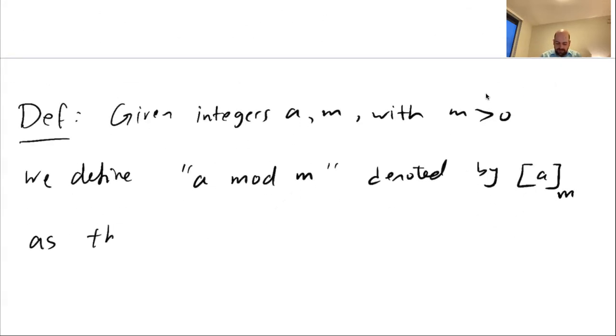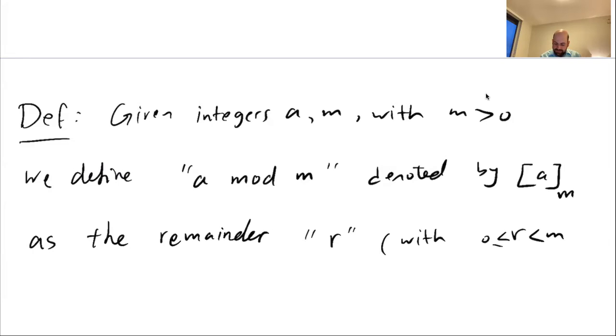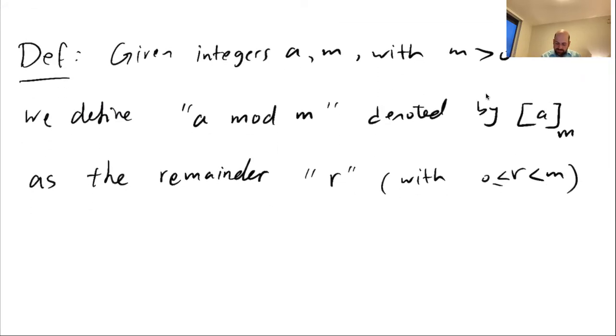as the remainder R, and as you know, with R bigger than or equal to 0, less than M, as a remainder R, when A is divided by M.